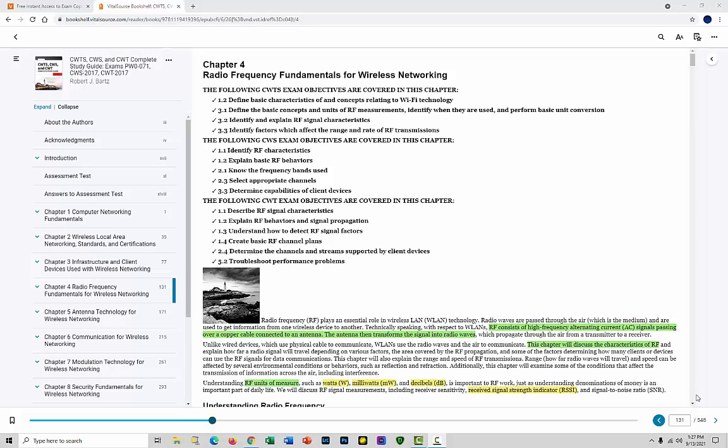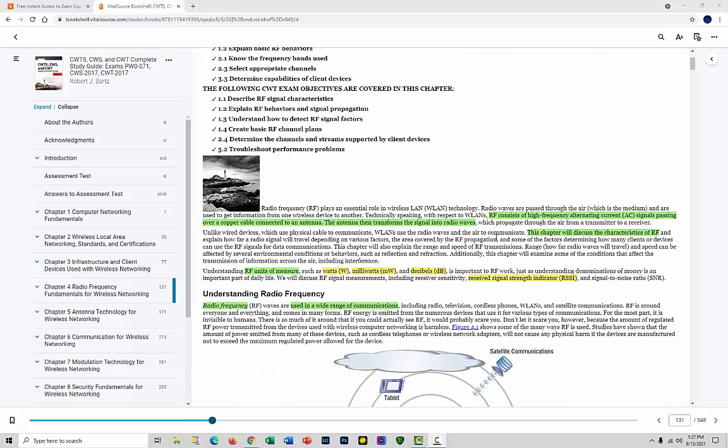Hello class, this is Mr. DeVoe-Peterson and I'm going to go over chapter 4 for you, and we're going to learn about RF or radio frequency and how it relates to wireless networking. The big points are actually in this first paragraph if we go through here.